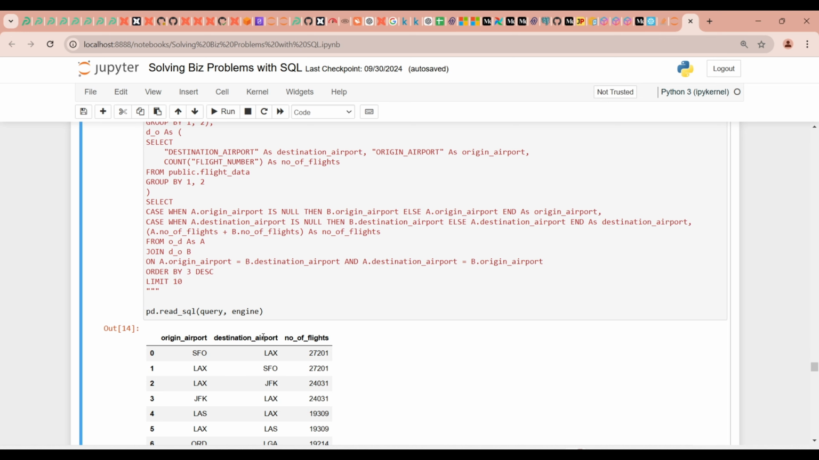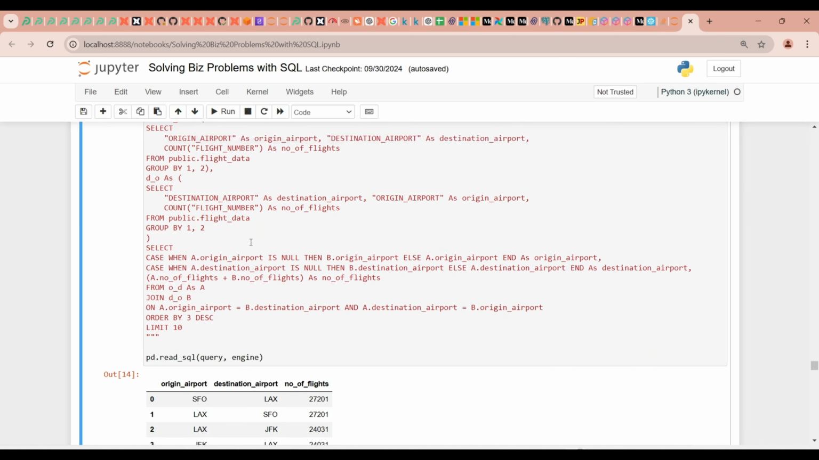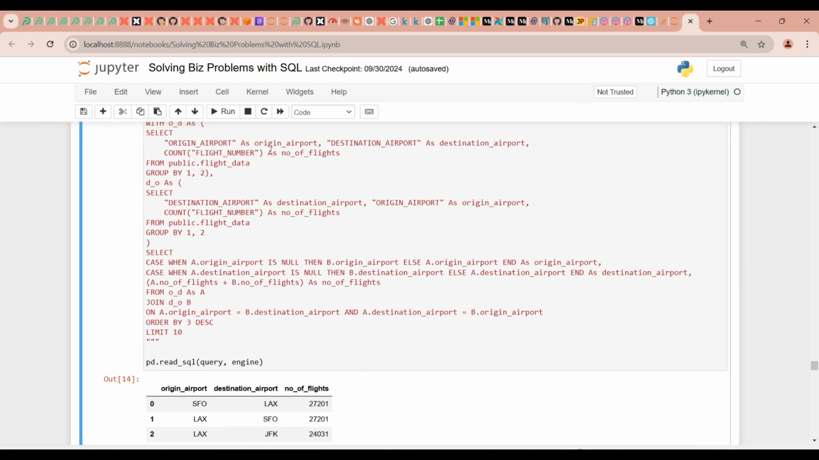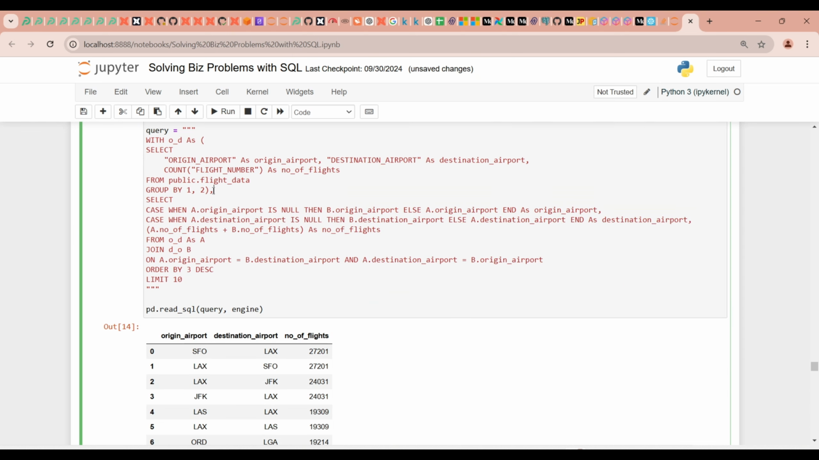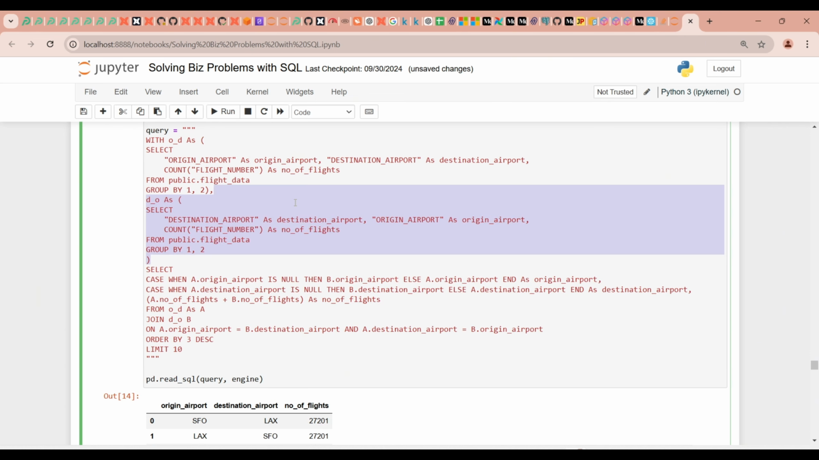Okay, an idea just came to my mind. So I guess we should do this. We don't even have to create two queries this way. Let me remove this second part from here. Let me undo. So we already aggregated this part.